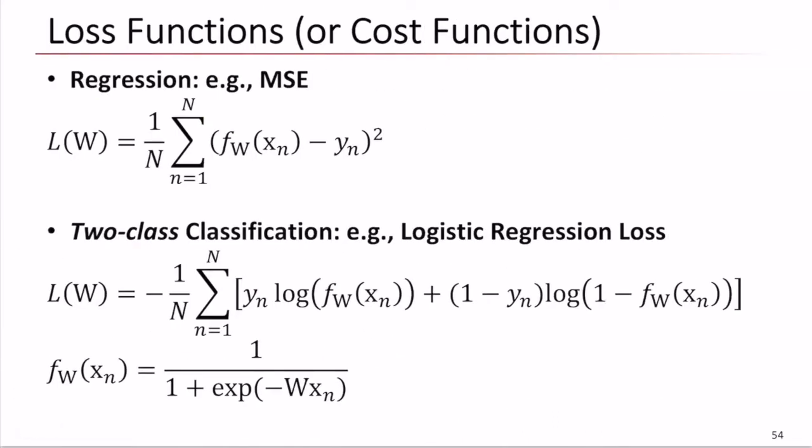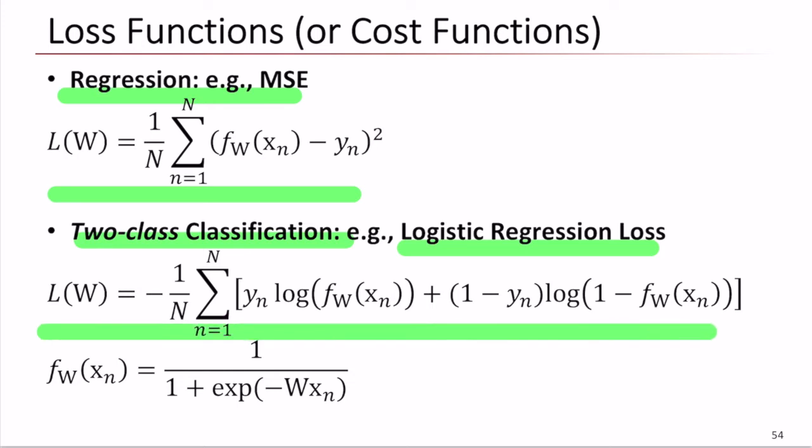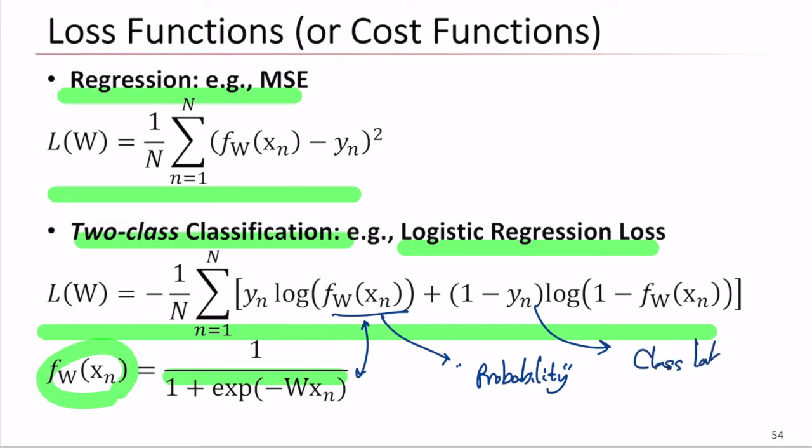In the regression case, your MSE loss function was defined like this. And in the two-class classification case, for example logistic regression, your loss function was defined like this, when your mapping function f_w(xn) was defined as 1 over 1 plus exponential minus w xn. The output of the mapping function can be considered as a probability, and yn is the class label, in this case 0 or 1. Then, is there a way to extend this?